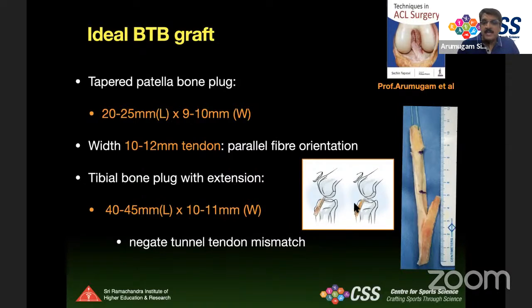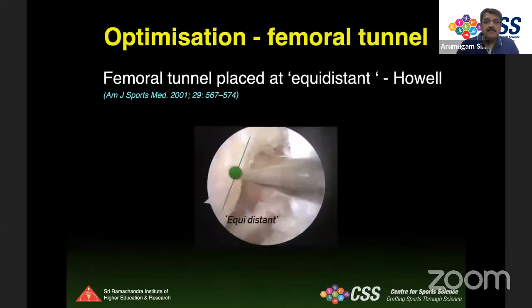Mainly, this is the tibial tongue that we need. We standardize the bone plug for the patella at 9 to 10 millimeter, whereas the tibia is 10 to 11 millimeter. Then we point the femoral tunnel before drilling the tibial tunnel.